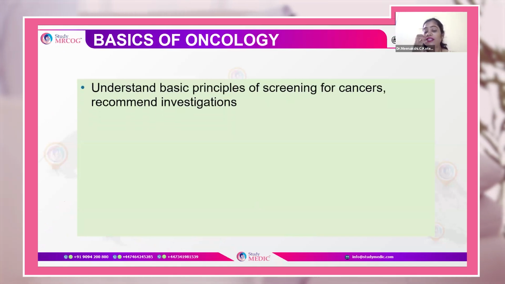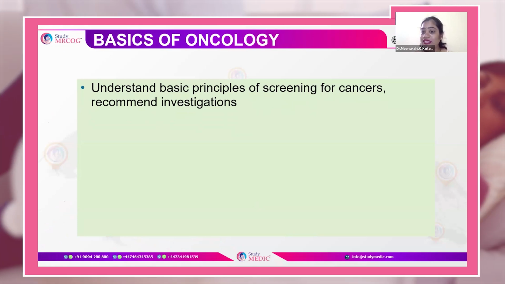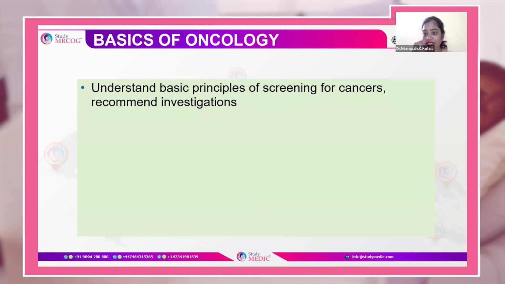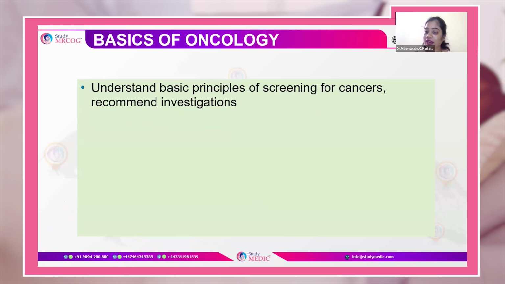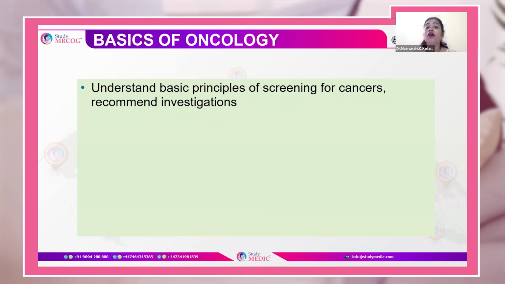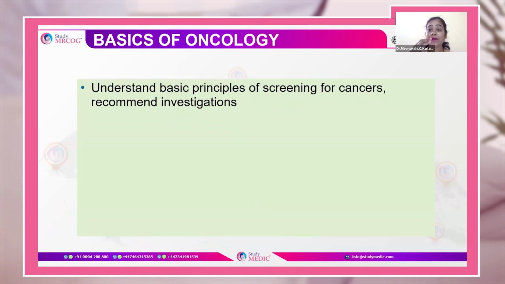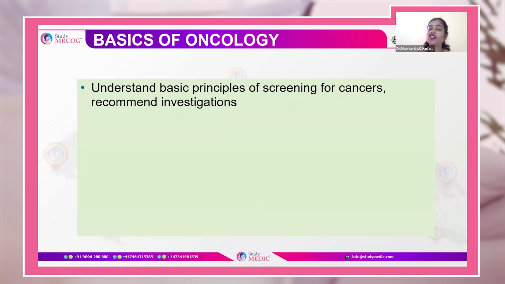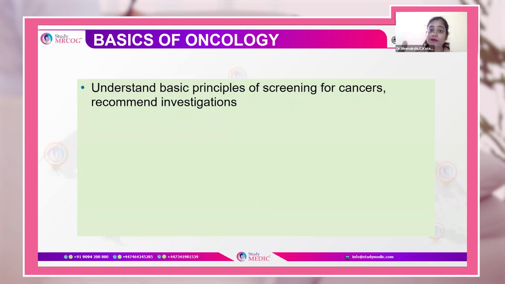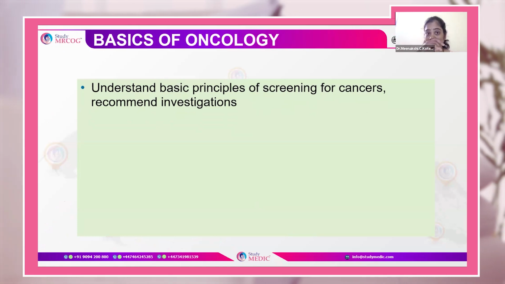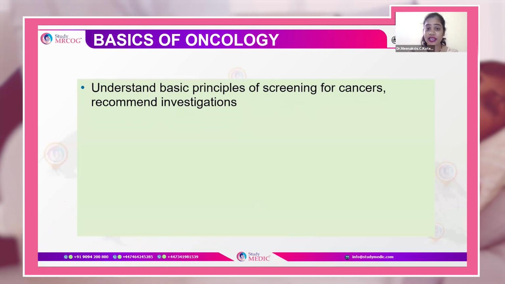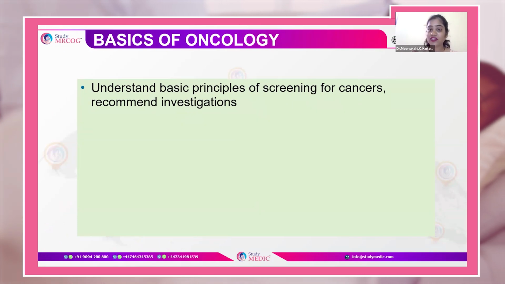Firstly, it's very important that you understand the basic principles of screening for cancers and what investigations need to be recommended for each of the cancers. For example, in cervical screening, you need to understand the protocols regarding cytology and HPV testing. If it becomes positive, how do you proceed with colposcopy? If the colposcopy shows any kind of abnormality, how are we going to manage that?